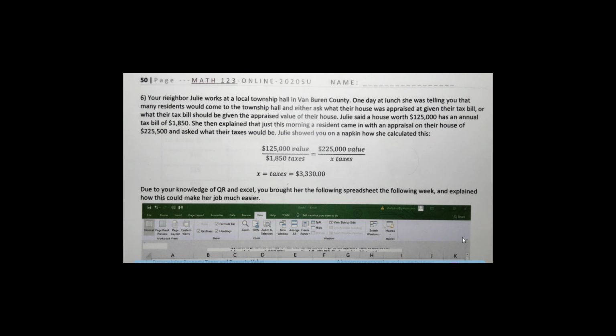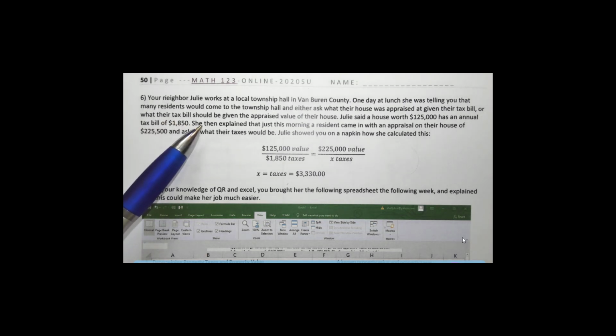So I switched over to hovercraft here for our last problem in lesson 13. Number 6. It says your neighbor Julie works at a local township hall in Van Buren County. One day at lunch, she was telling me that many residents would come to the township hall and either ask what their house was appraised at, in other words, how much it was worth at a given tax bill, or what their tax bill should be given the appraised value of their home. Julie said a house worth $125,000 has an annual tax bill of $1,850.